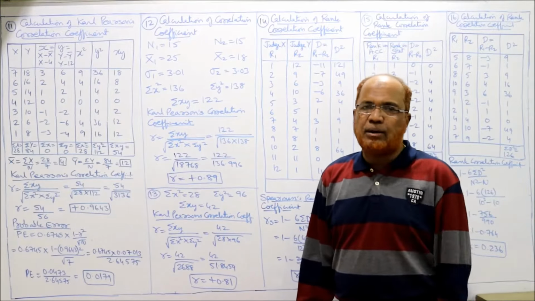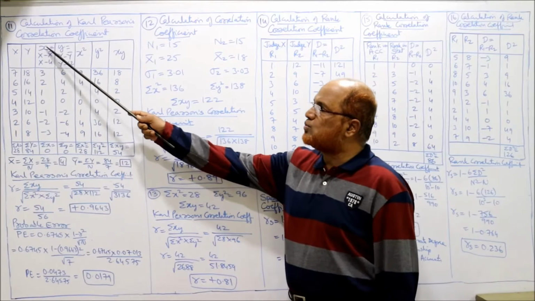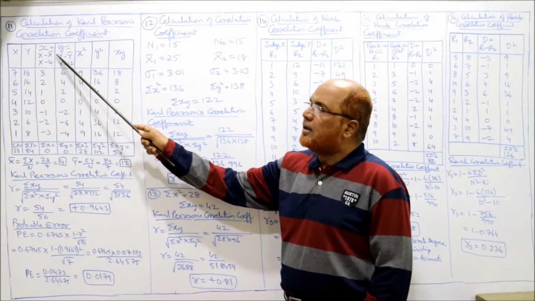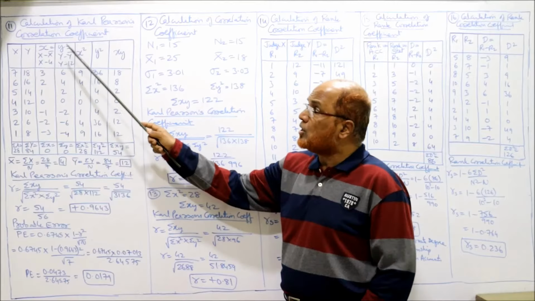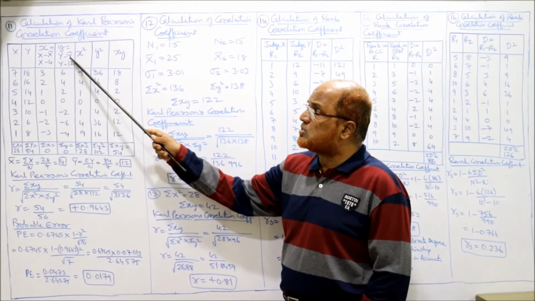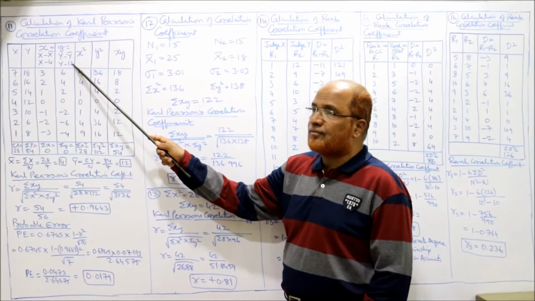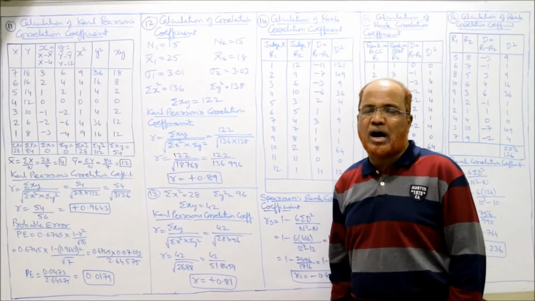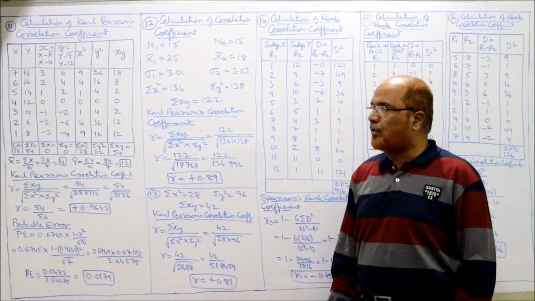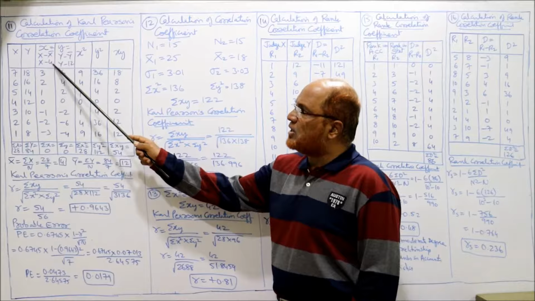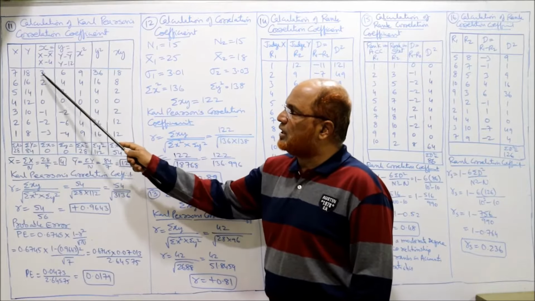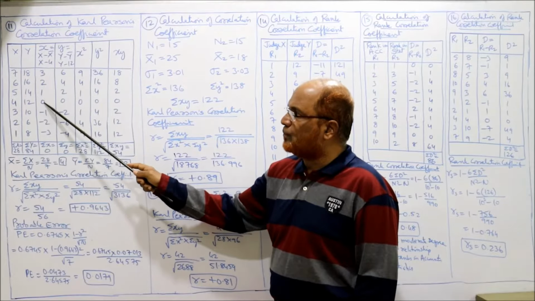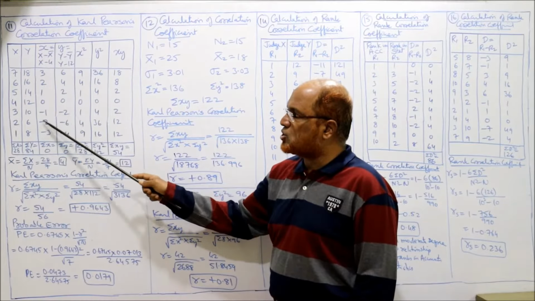Now we will not calculate dx, dy. We are going to find small x and small y. Small x is equal to capital X minus X bar, capital X minus 4. Small y is equal to capital Y minus Y bar, Y minus 12. Then x square, y square, and xy. These are the columns we require for calculating the correlation coefficient. Now, X minus 4. So 7 minus 4, 3. 6 minus 4, 2. 5 minus 4, 1. 4 minus 4, 0. 3 minus 4, minus 1, minus 2, minus 3.